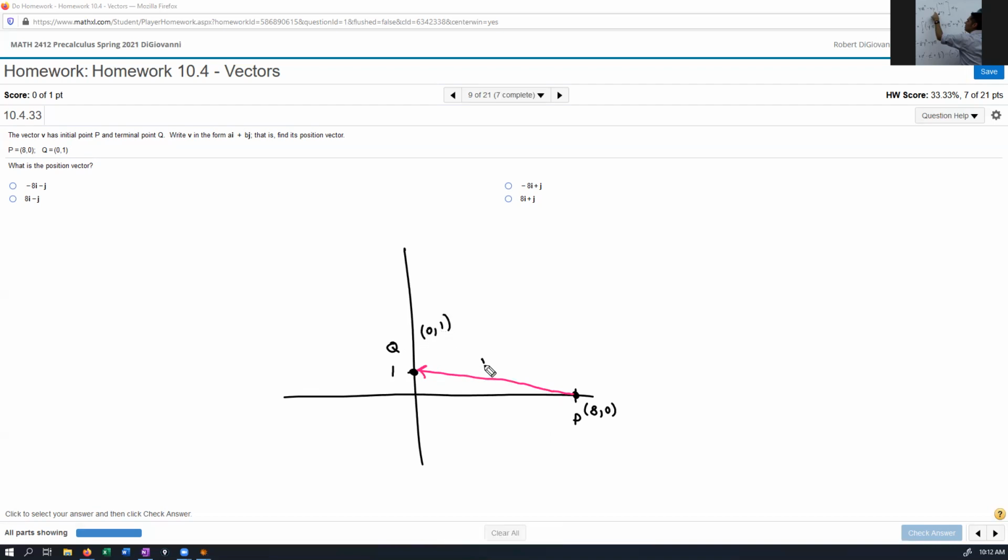And remember, Q is the point 0, 1. So to find this vector V, what we do is we take the 0 and subtract 8, we get -8. We take the 1 and subtract 0, we get 1. So that's the vector V. Now it wants us to write this in the form using the I and the J. I showed you that in class. All it is is the -8 in front of the I, and then plus the 1 in front of the J. Now they use just bolded I and J, and that's fine. So we're going to go with, I believe, this one right here.